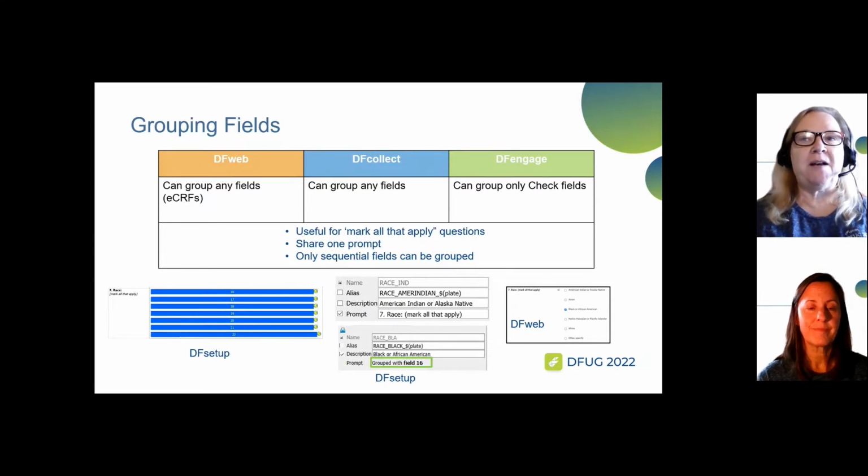So grouping fields allows for the prompt of the first field to be the question for all of the grouped fields. In this example below, choices for race are all grouped under one prompt, race, defined on the first field, field 16. All other fields will note in the prompt that they are grouped with field 16. And the database will then reflect the prompt or question from field 16, as well as the answers grouped with the first field. In DFweb and DFcollect, you can group any field. However, in DFengage, you can only group checked fields.